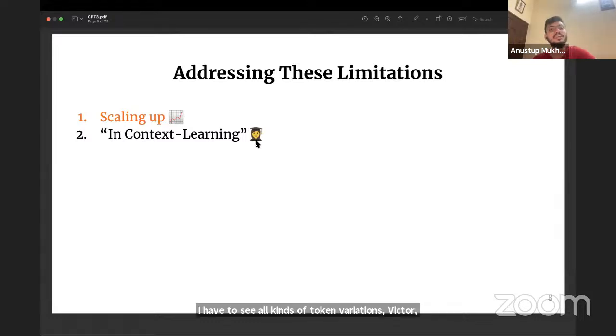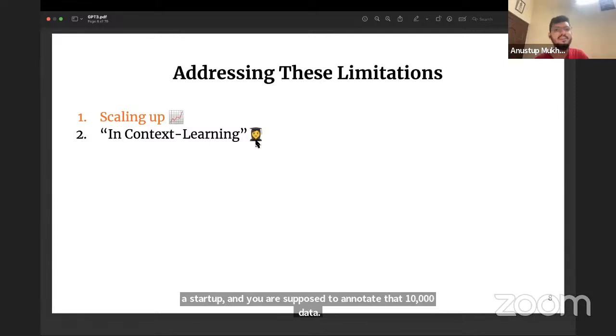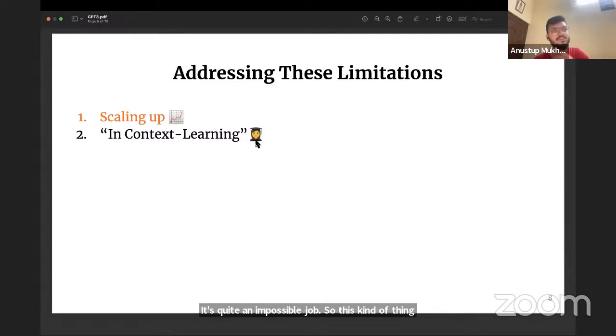So these are the very tedious jobs that come generally in the day-to-day life of an NLP engineer or any machine learning engineer. Labeling of data, when you have a 10,000 data set, and you don't have any team of annotators, you are working in a startup, and you are supposed to annotate that 10,000 data, it's quite an impossible job. So this kind of thing is easily sped up by GPT-3. You can use the GPT-2 tokenizer. So basically GPT-3 also uses the GPT-2 tokenizer to tokenize any kind of sentence that you pass.